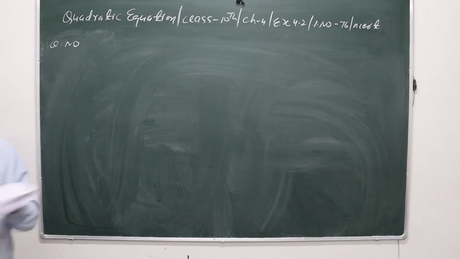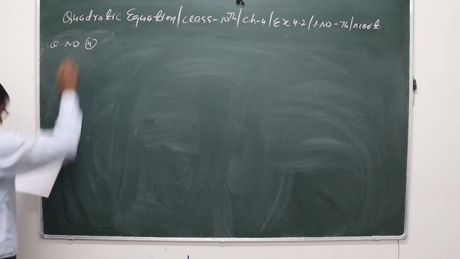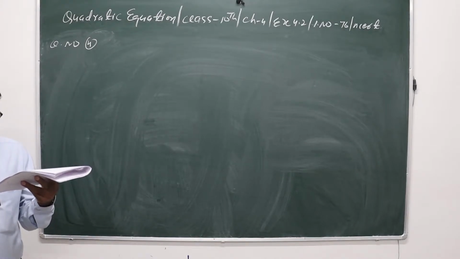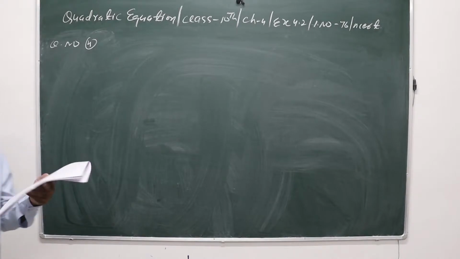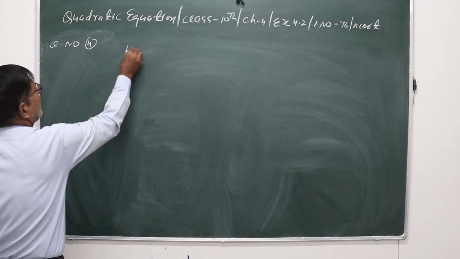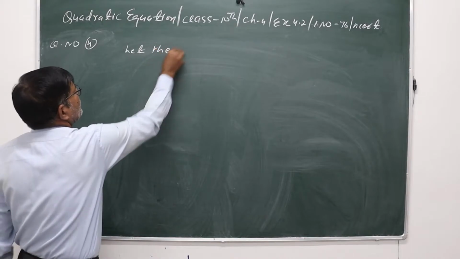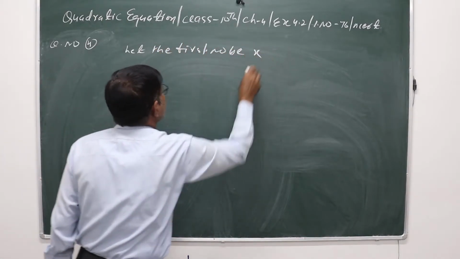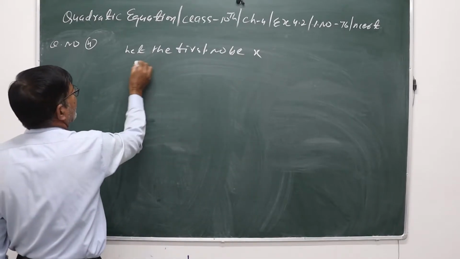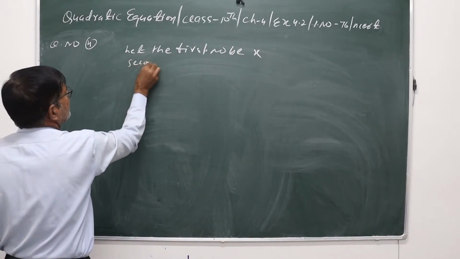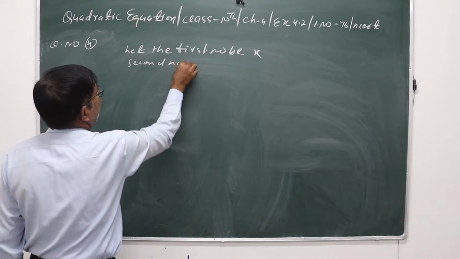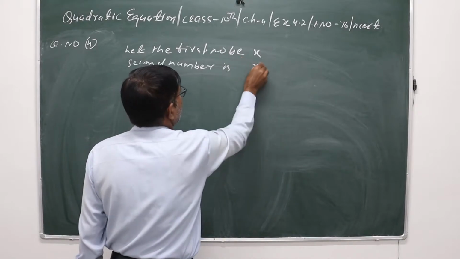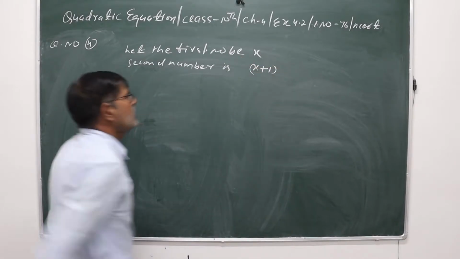Find the next question, number 4. Find two consecutive positive integers, the sum of whose squares is 365. Let the first number be x and the second number be x plus 1. These are the two consecutive numbers.